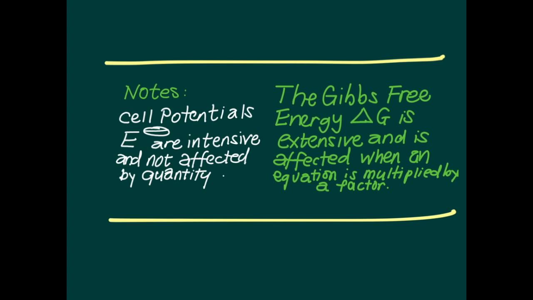regardless of the number of moles of iron that is converted. But as we move to work with the Gibbs free energy, it is important to note that the Gibbs free energy delta G is an extensive property. This means that calculations will be affected by the number of moles.